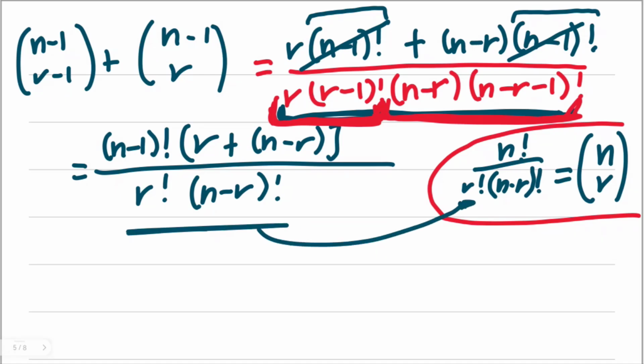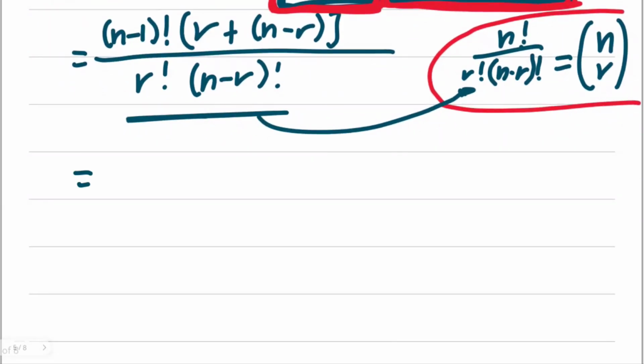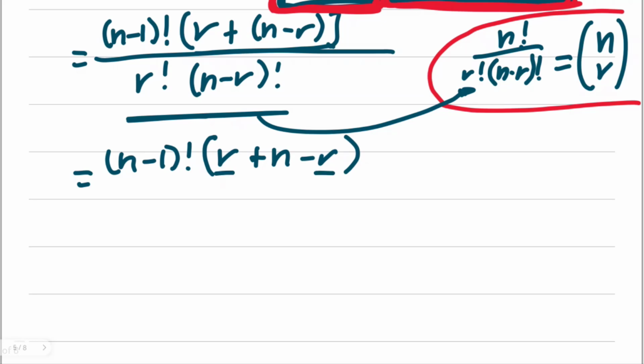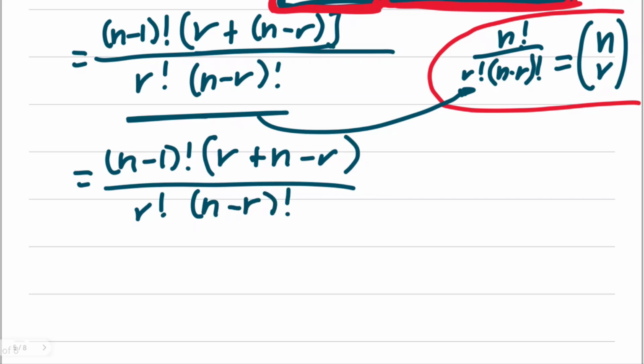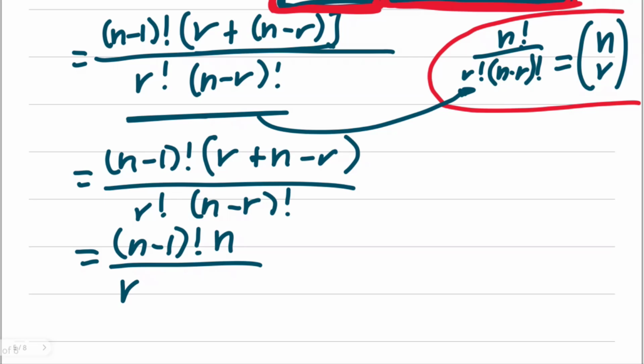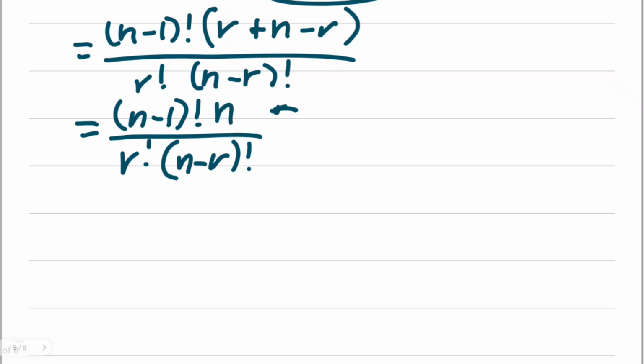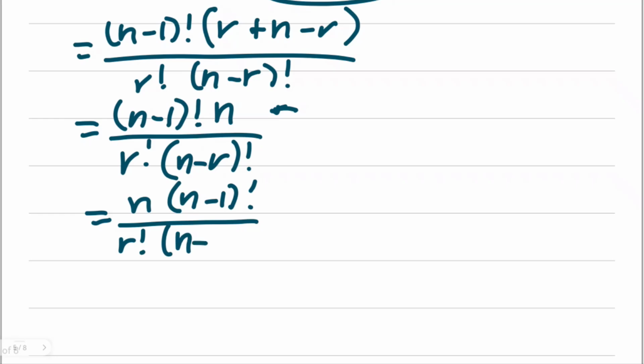So we just need to finish our numerator. That's actually n minus 1 factorial times, if you're going to remove this grouping symbol, r plus n minus r. You know what happens to these two, right? Let's do that later. Over r factorial times n minus r factorial. As mentioned, r minus r is 0. So you'll have here n minus 1 factorial times n over r factorial and n minus r factorial. If we're going to interchange the terms of your numerator, you'll have n times n minus 1 factorial over r factorial times n minus r factorial.